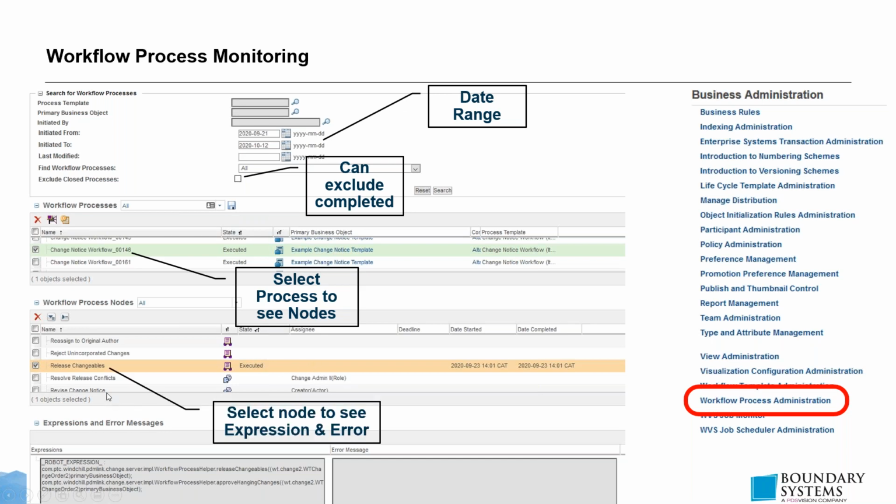So once again, if you select the node, the bottom area will become active with the expression, in this case, that was executed. And if there are or were any error messages, on the right-hand side they will be displayed, and you can use that for further investigation on what's happening or what's causing issues inside of workflows.